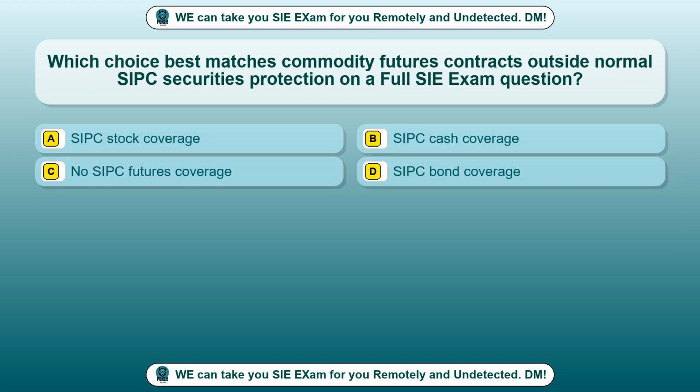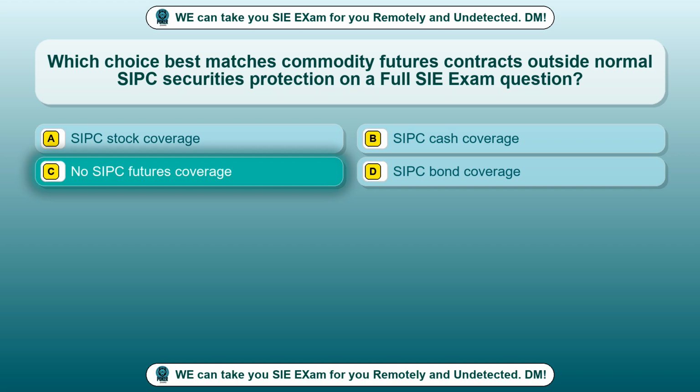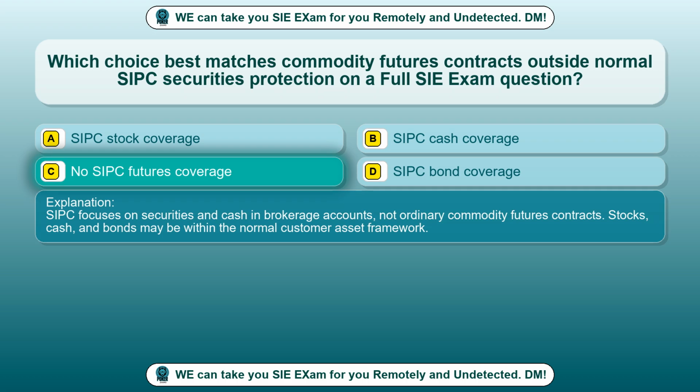Question 80. Which choice best matches commodity futures contracts outside normal SIPC securities protection on a full SIE exam question? Option A, SIPC stock coverage. Option B, SIPC cash coverage. Option C, no SIPC futures coverage. Option D, SIPC bond coverage. The correct answer is option C, no SIPC futures coverage. SIPC focuses on securities and cash in brokerage accounts, not ordinary commodity futures contracts. Stocks, cash, and bonds may be within the normal customer asset framework.